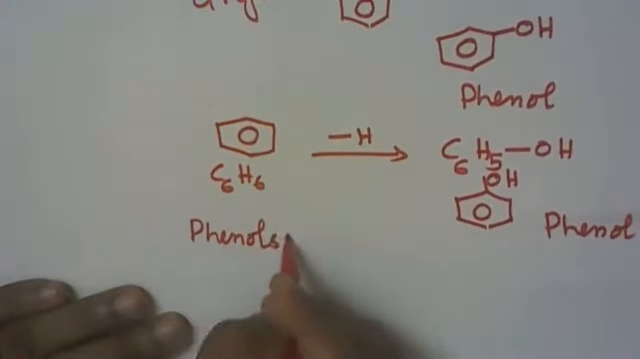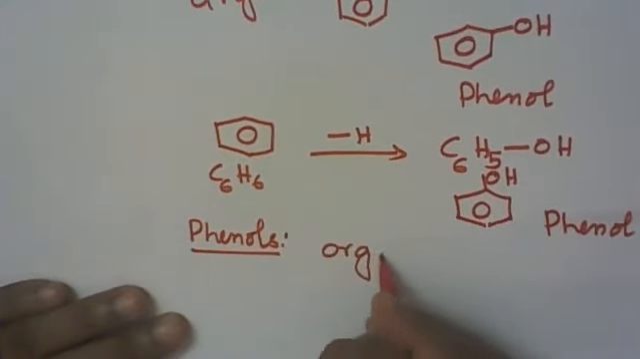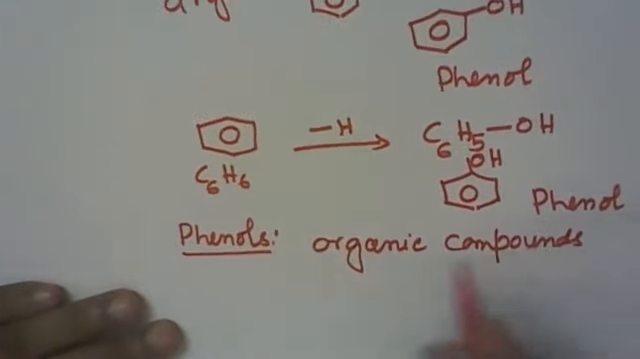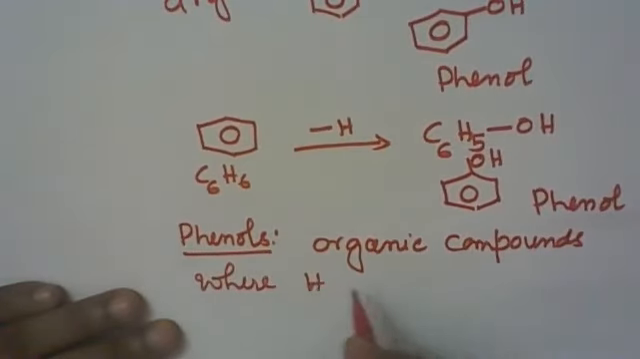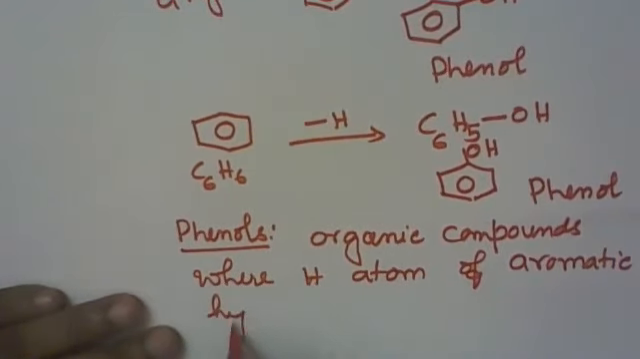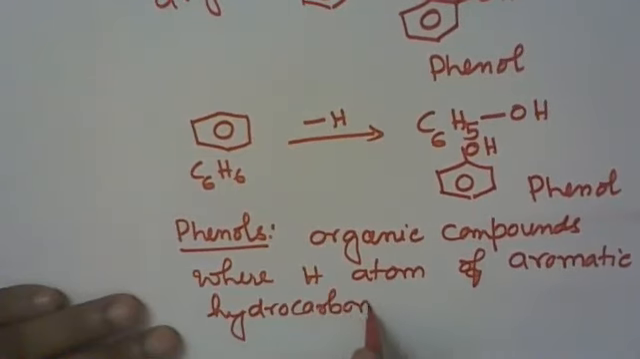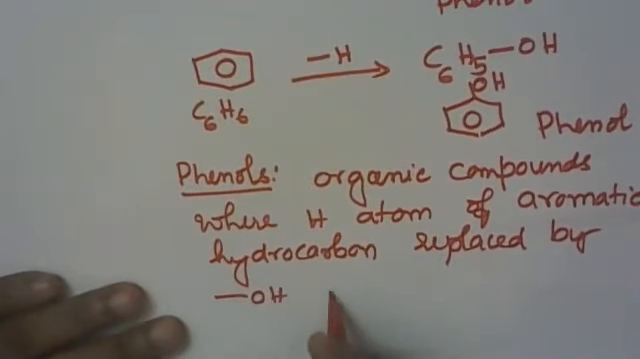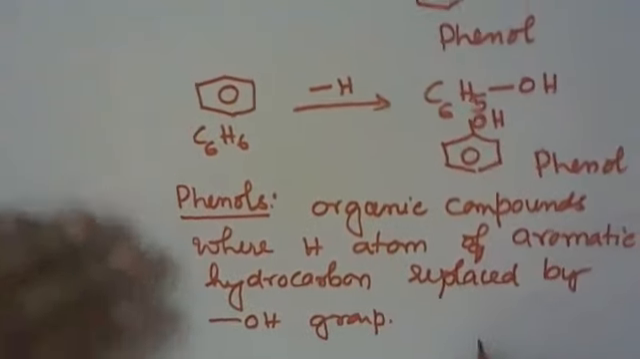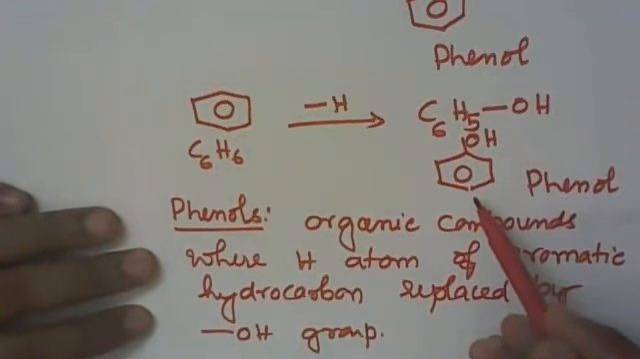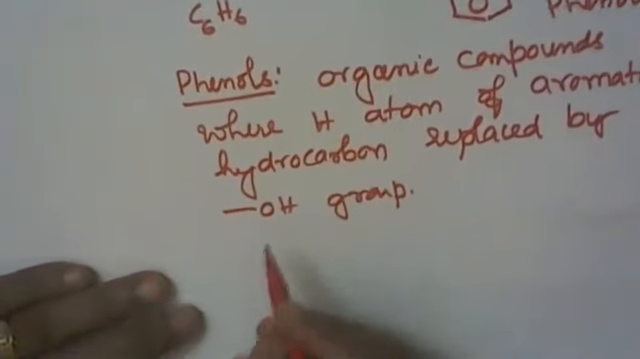Right? So what are phenols? How to define phenols? Phenols are organic compounds where the hydrogen atom of benzene or aromatic hydrocarbon is replaced by an OH group, or in other words, in case of phenol, OH is directly attached to the benzene ring.